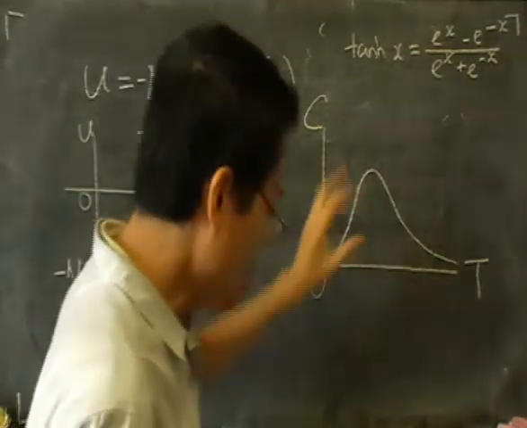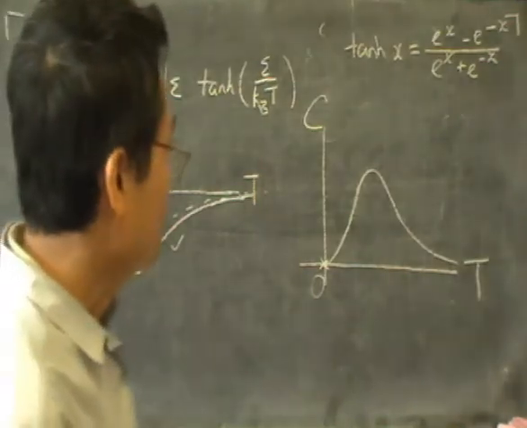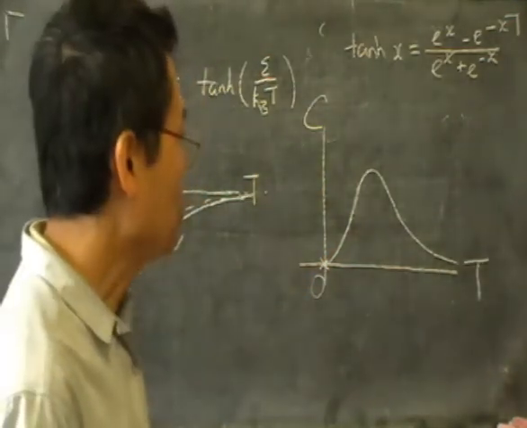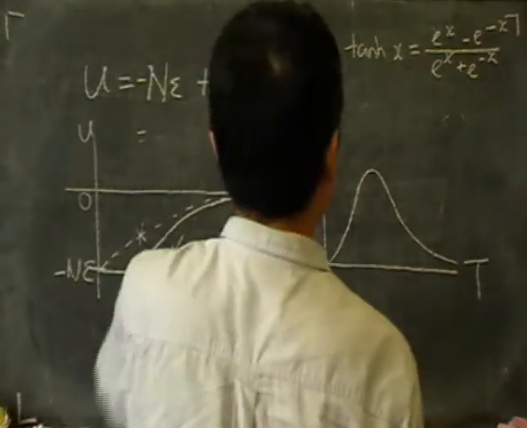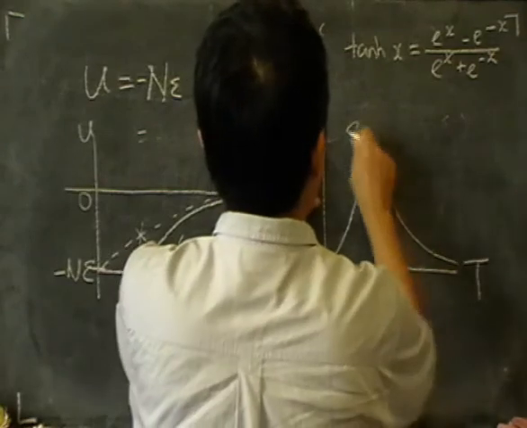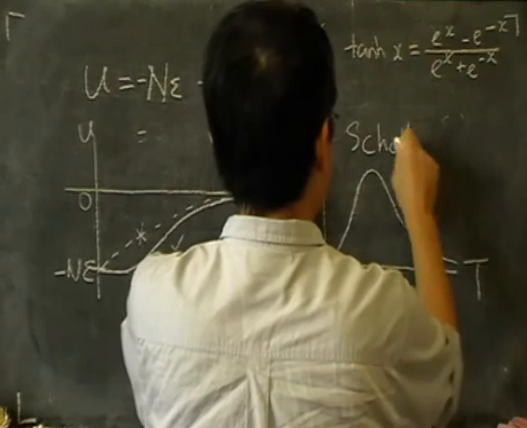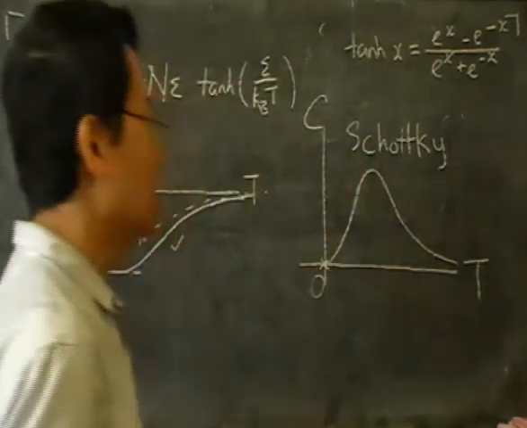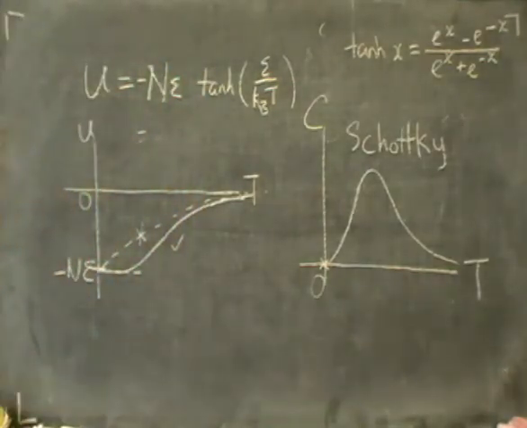So because of this unusual feature in this kind of system, this peak has a name. It is called the Schottky anomaly. Try to spell that. S-C-H-O-T-T-K-Y. The Schottky anomaly. That's the peak of the heat capacity.